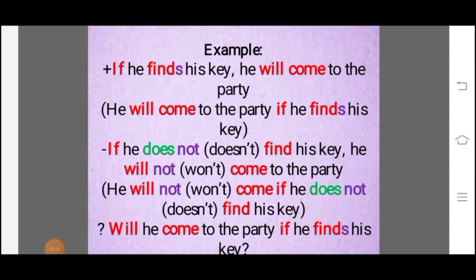Please look at affirmative, negative, question sentences. If in present simple, in affirmative sentences, the subject is in singular on the third person, we add ending s or es to the verb. For example, if he finds his key, he will come to the party. Or he will come to the party if he finds his key.